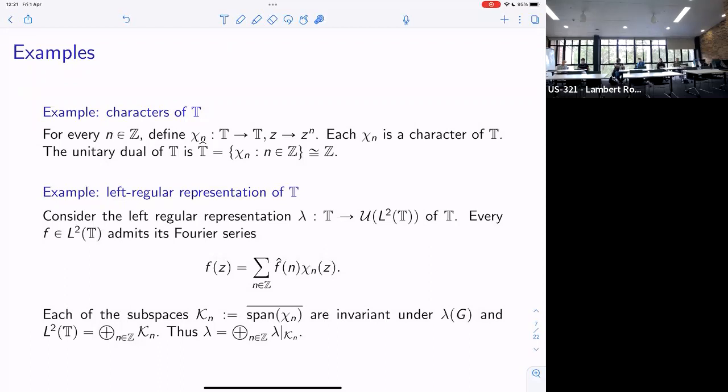Yeah, so each of them is one-dimensional. Yes. We don't really... it's a one-dimensional space. Not really. Yeah.